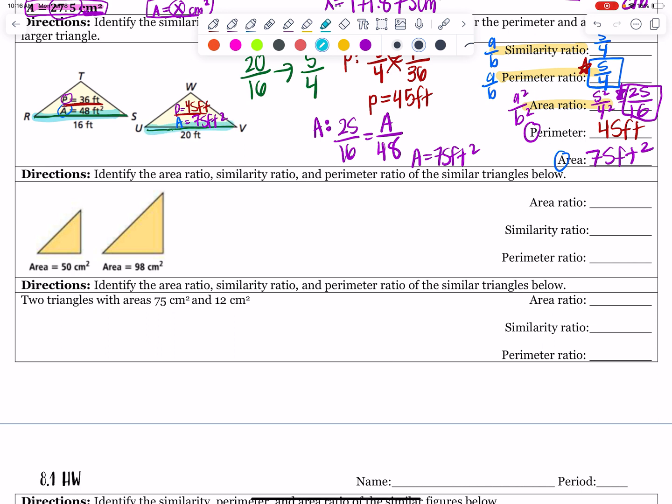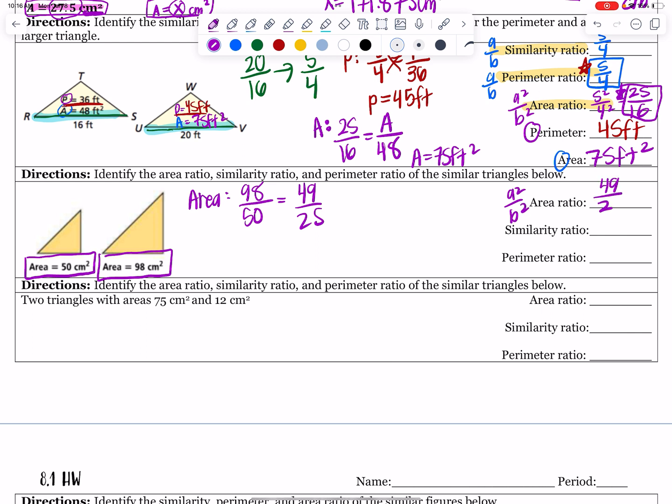Okay. This next problem is a little bit different because instead of giving you corresponding pieces like this problem did, it actually goes ahead and gives you the actual areas. It says the actual area of this shape is 50 centimeters squared. The actual area of this shape is 98 centimeters squared. So if I wanted to come up with my area ratio, I could say 98 over 50, which reduces to 49 over 25. So what is my A squared over my B squared? That is going to be 49 over 25.